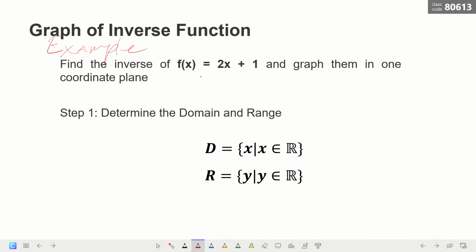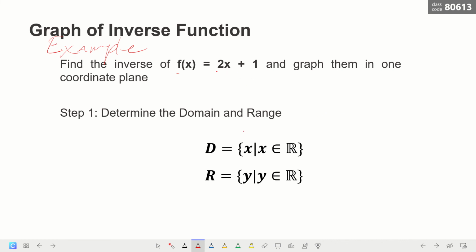So, for example, find the inverse of f of x is equal to 2x plus 1 and graph them in one coordinate plane. So, first step is to determine the domain and range of our original function. So, if we are going to determine this one, go back to your refresher module for the domain and range para ma-recall nyo kung paano maghanap ng domain and range.